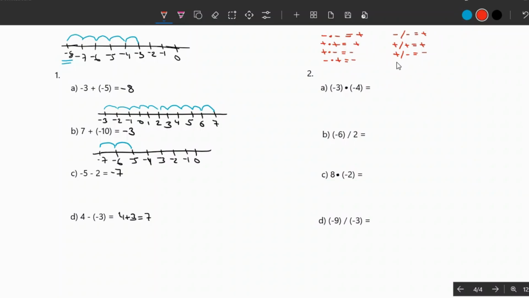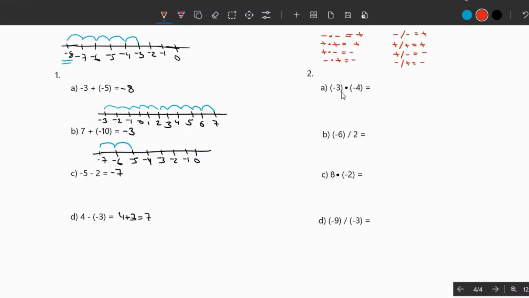So the same thing here. If you have a negative number and you divide it by a positive number, the answer should be negative. So let's use these rules in these equations or questions that we have here. Let's start with the first one.